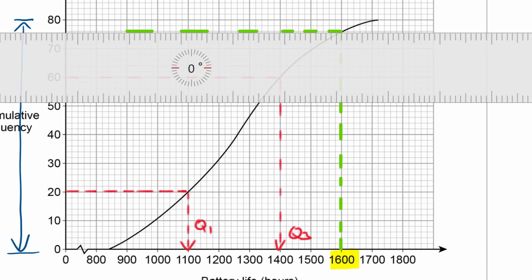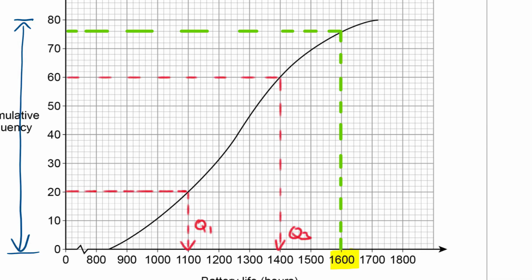Okay. Struggling to draw on this line today. Go on, stop being annoying. Okay, done it. Right, so what's that value there then? That reads to me like 76. So up there is 76. Now what does that tell me though? That tells me that 76 batteries had a battery life of 1600 hours or fewer.